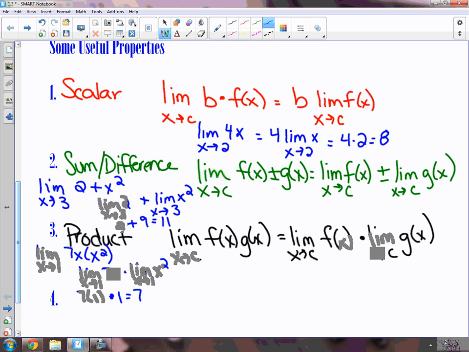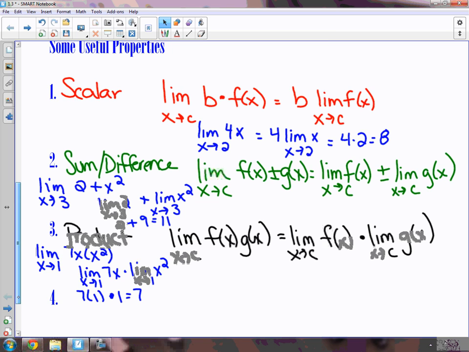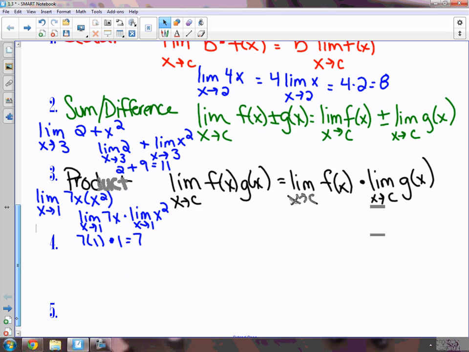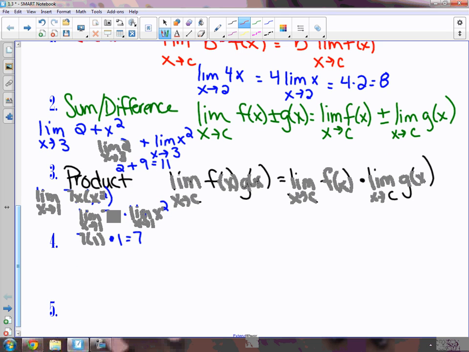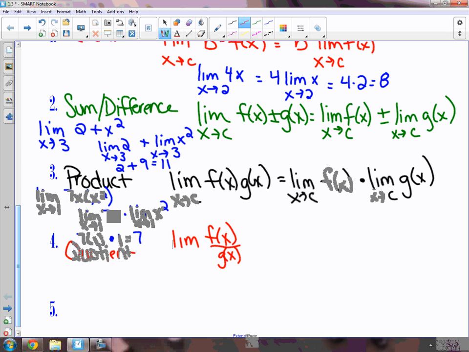Alright, the fourth property is going to be the quotient property. And this says if we take the limit of f of x divided by g of x, any ideas what we can do with that one? What the property is going to say? Split it up: the limit of f of x divided by the limit of g of x. And they're both as x approaches c as well.